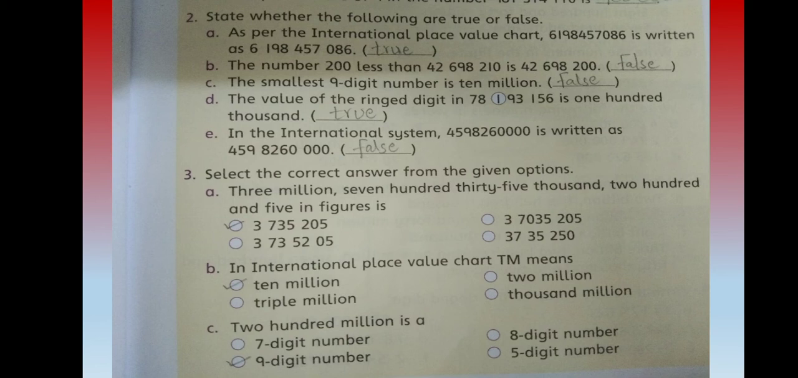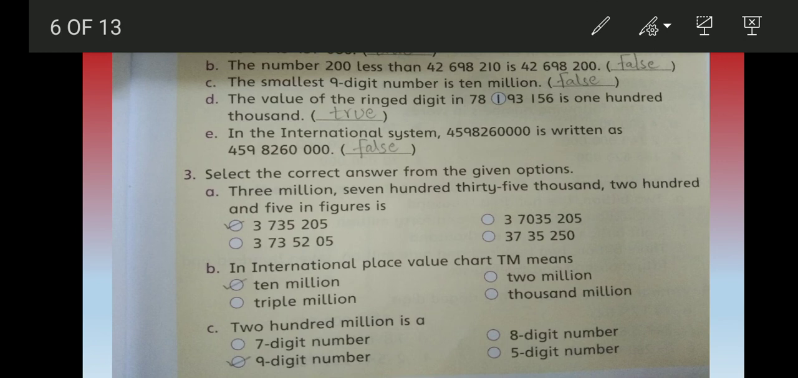C part: the smallest 9 digit number is 10 million. From the place value chart you can see that a 9 digit number is up to 100 million. So this statement is also false. D part: the value of a ringed digit in this number is 100,000. From the place value chart you can see that this is a true statement.